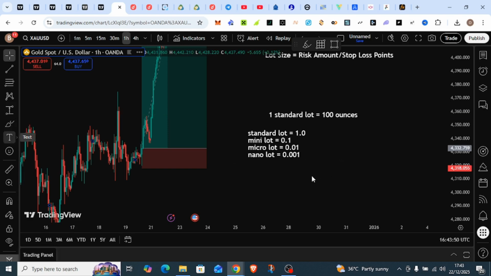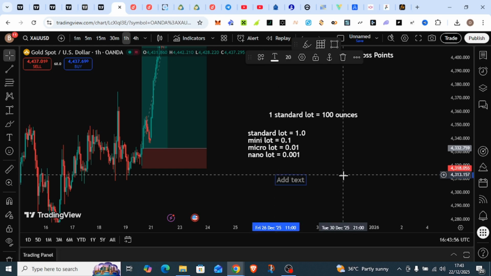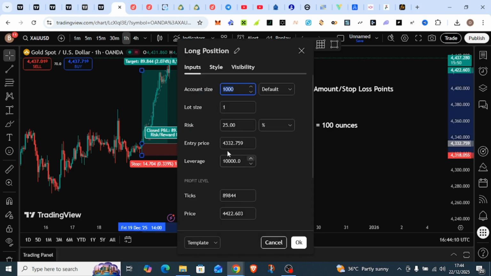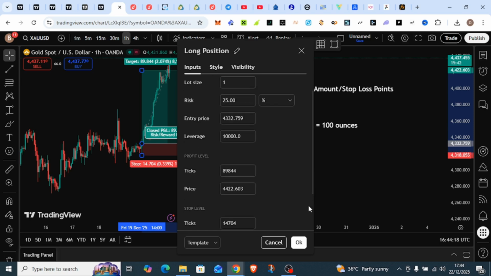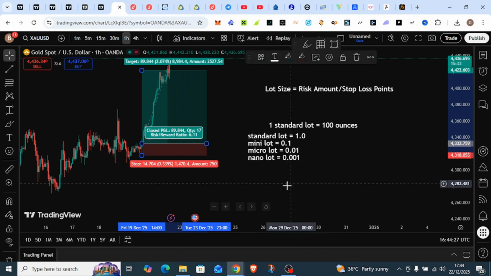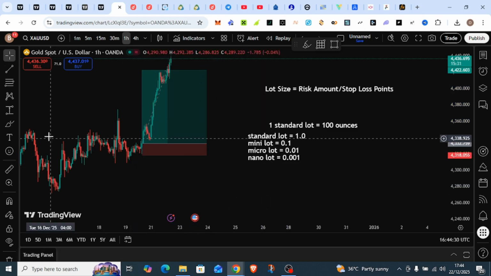Let's do it together. We have our writing tool. And open the setup to see the entry price. We have our entry price here, 4332.759, and the stop loss price is 4318.055. So with this now we can get this point.